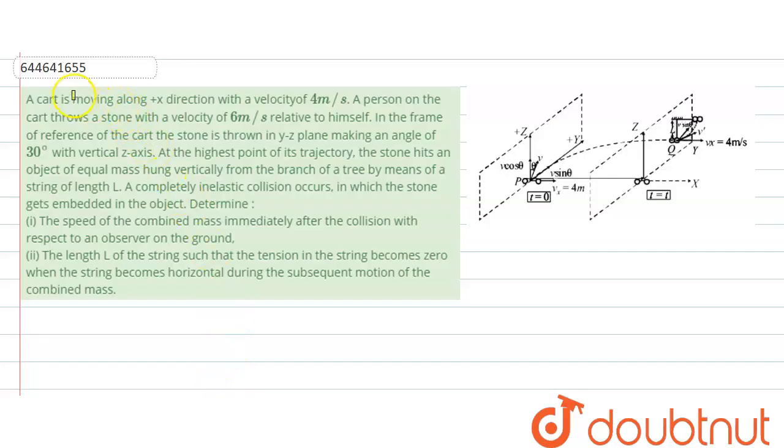Hello everyone, let us start with our question. In this question, what is given? A cart is moving along the positive x direction with a velocity of 4 meter per second. Now a person on the cart throws a stone with a velocity 6 meter per second relative to himself.